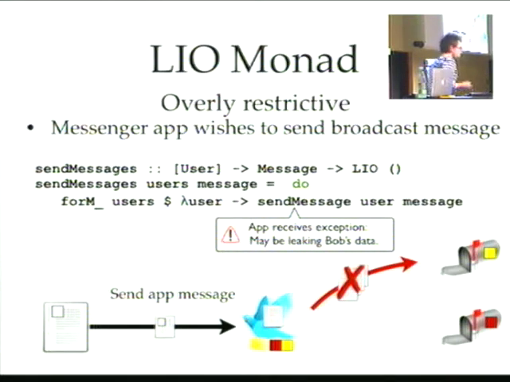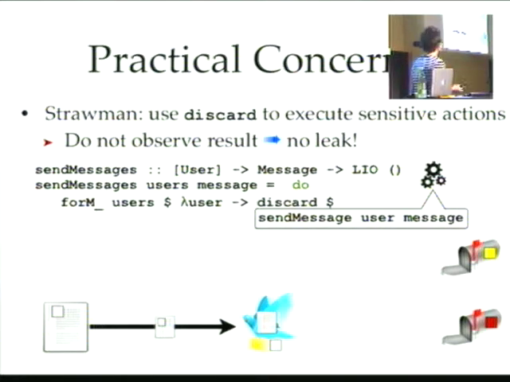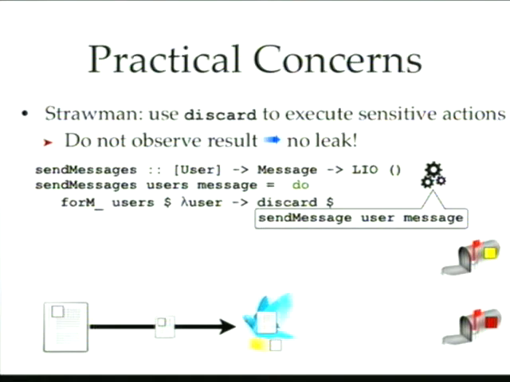So how do we address this problem? Well, the strongman solution is to just use this function we call discard. What discard does is it lets you execute a potentially sensitive computation, and instead of letting you look at the result and raising your current label, it just executes this, doesn't show you the result, but keeps your current taint the same.